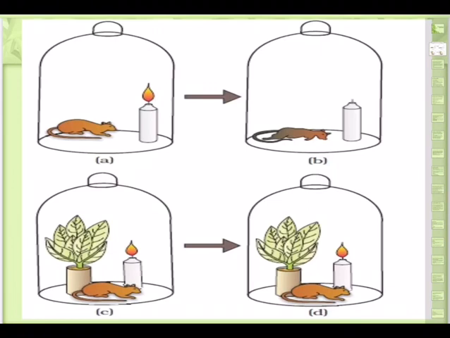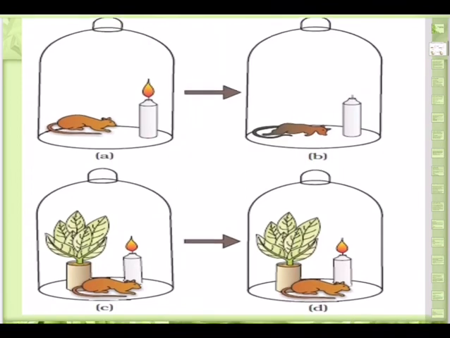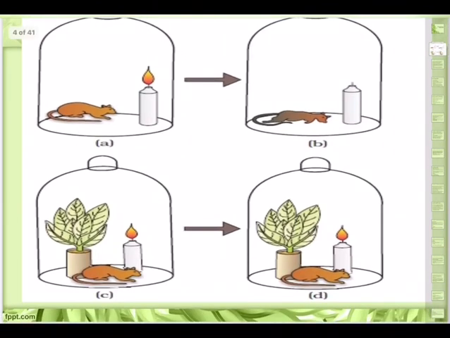Look at that. First he has taken a bell jar, a big glass jar, with a burning candle and an animal, a small rat, in it. And soon the animal died. What is the reason? The burning candle released a lot of carbon dioxide, whereas the mouse or rat wanted oxygen.